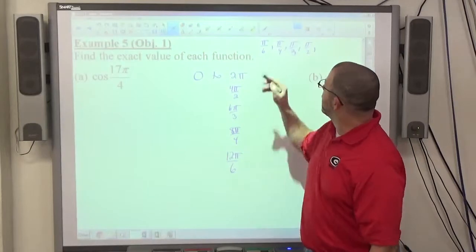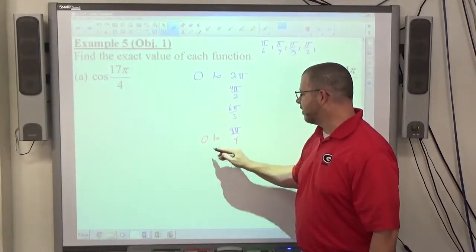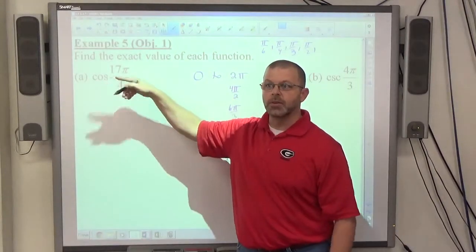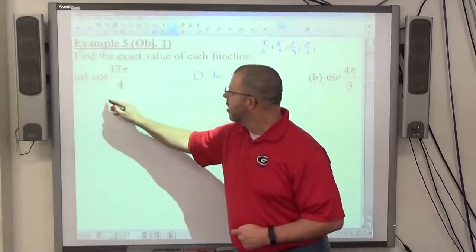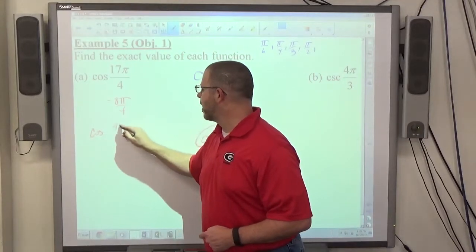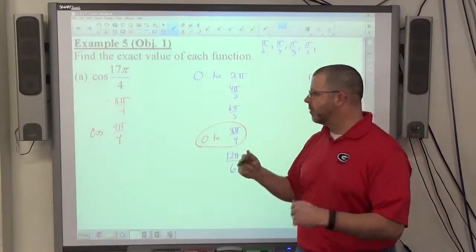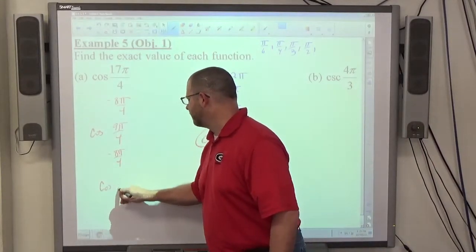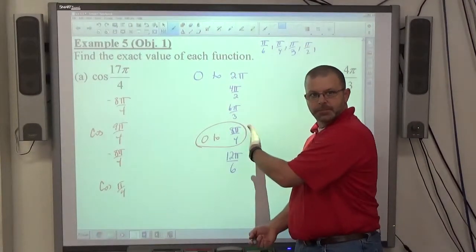So looking at 17 pi over 4, anything between 0 and 8 pi over 4 is fine, right? 17 pi over 4 is too big. So I need to subtract 2 pi, which is the same as subtracting 8 pi over 4. So minus 8 pi over 4 gets me to cosine of 9 pi over 4. I can see 9 pi over 4 is still too big. Subtract 8 pi over 4 again, and that gets me to cosine of pi over 4. At this point, pi over 4 is between 0 and 8 pi over 4, right?